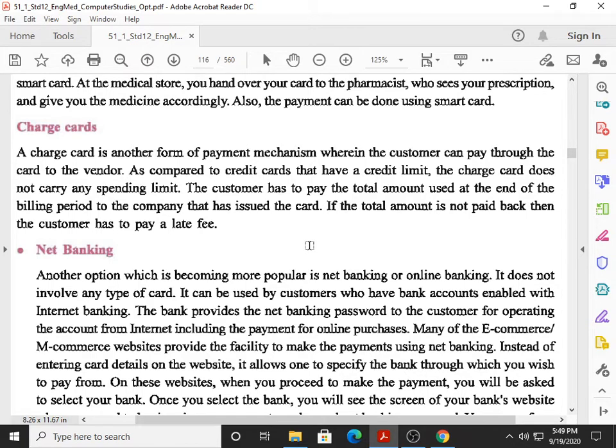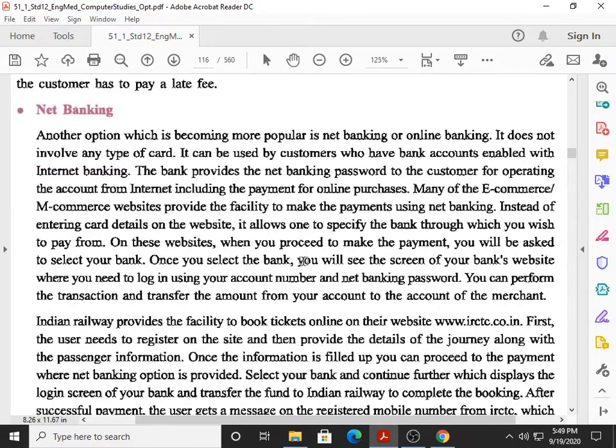Okay. Next is net banking. Another option which has become more popular is net banking or online banking, and it does not involve any type of card. It can be used by a customer who has a bank account enabled with internet banking. So in that case net banking is very safe. The reason it is safe is because it does not involve any card. You only require a bank account, or you can say an ID and password.